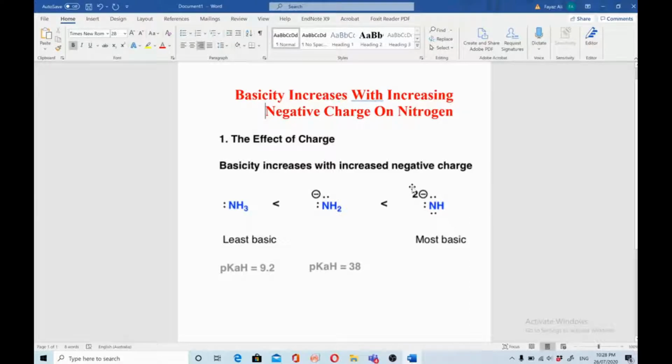and the basicity increases with increased negative charge. And if you look at the pKa values, the pKa value for the least basic is 9.2, and the pKa for the more basic is 38. So the more basic the compound, the higher the pKa, and the pKa is directly related to basicity and inversely related to acidity.